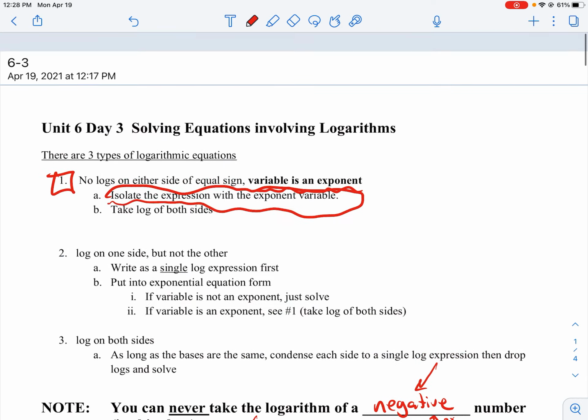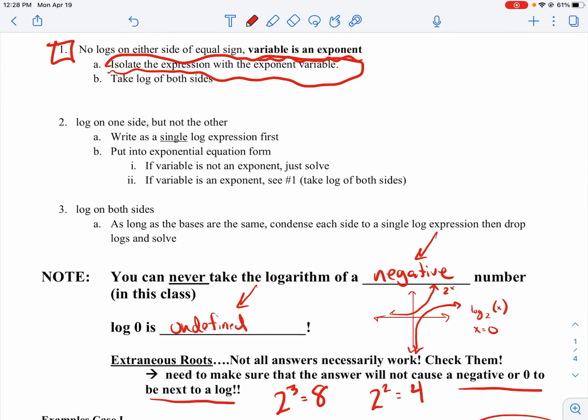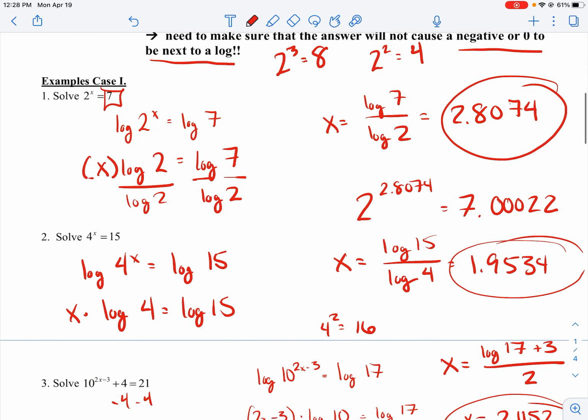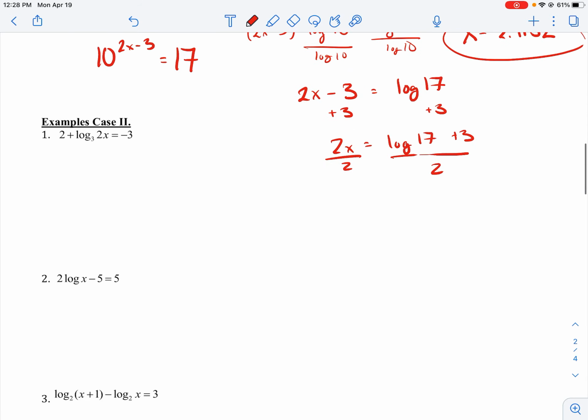What does case 2 state? So case 2 states that there's a log on one side but not on the other. So write as a single log expression first and then put into exponential form. Okay, so this is kind of what we were practicing on day 1. We were going from logs to exponential functions. Okay, so we're going to have to do the same thing here.